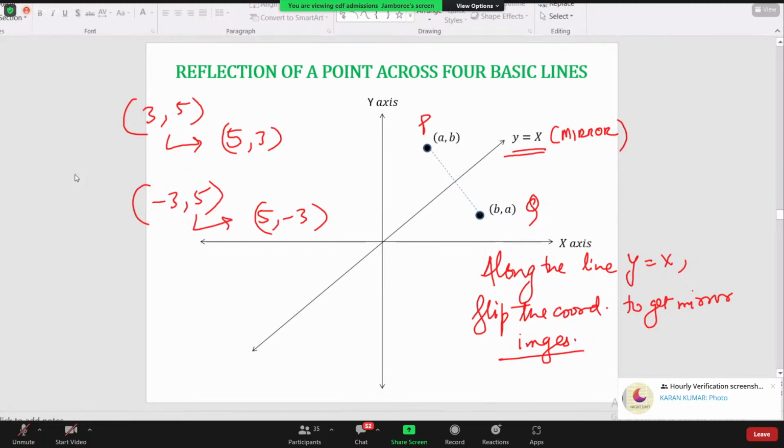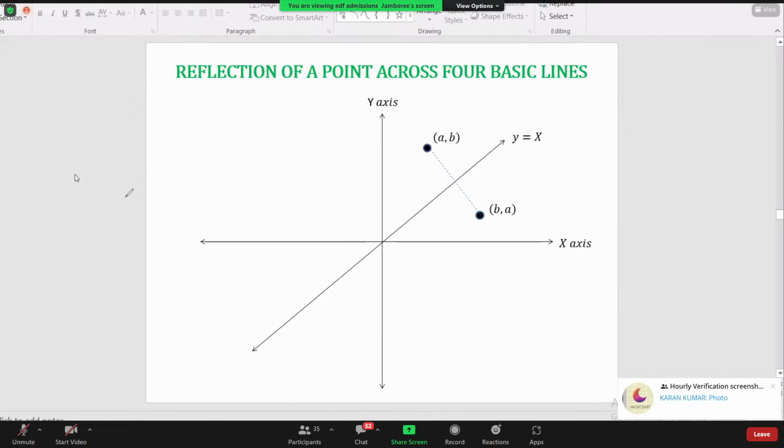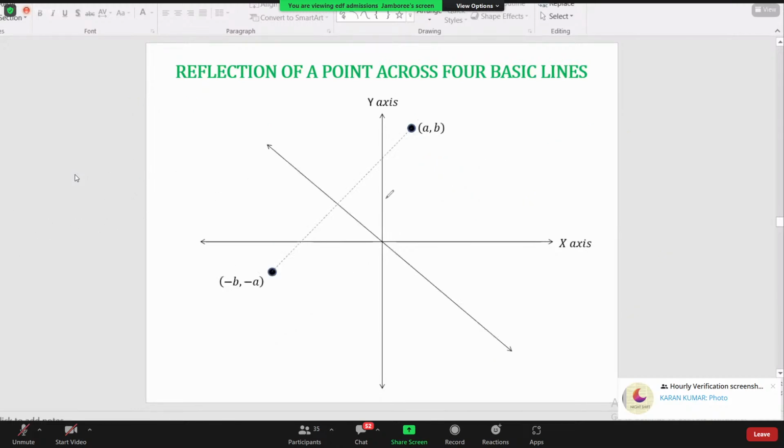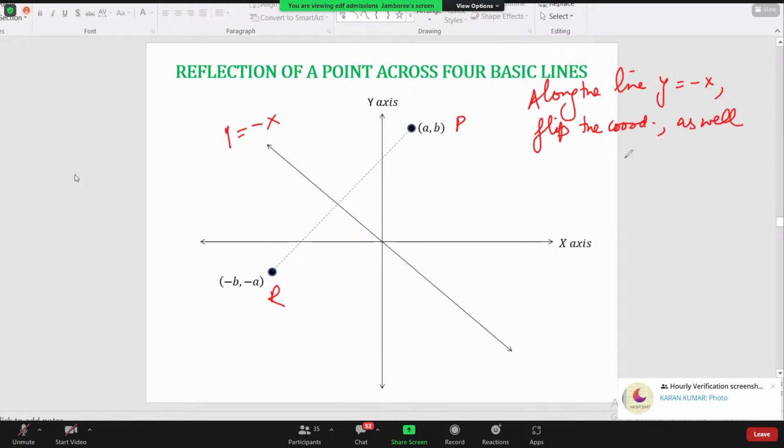Okay, guys, moving on. Now, along the line y is equals to x, you need to just flip the coordinates to get the mirror images. But along the line y is equals to minus x, if P is the object having the coordinates a comma b, R will be the image formed. And what you need to remember is that along the line y is equals to minus x, you need to flip the coordinates as well as change the sign to get the mirror images.